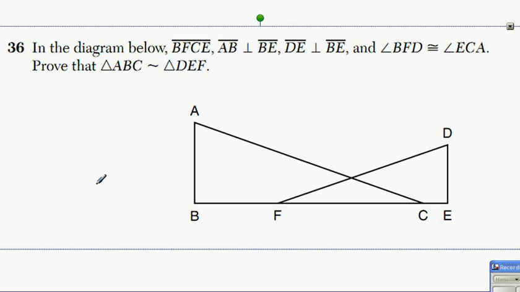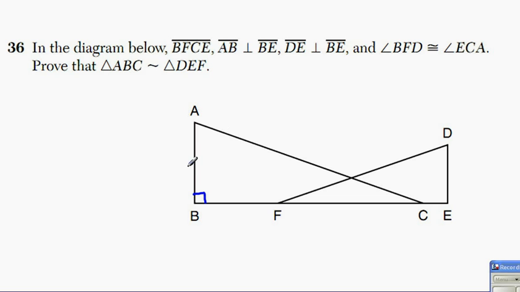Okay, so we need to prove that 2 triangles are similar. So how are we going to do it? In fact, AB is perpendicular to BE. That means this is a right angle. And then triangle ABC and triangle DEF, we just have to show that 2 pairs of angles are congruent. One pair is that. Another pair is due to another perpendicularity right here. We already proved one pair of the angles. The other pair is BFD. That angle must be congruent to ECA.